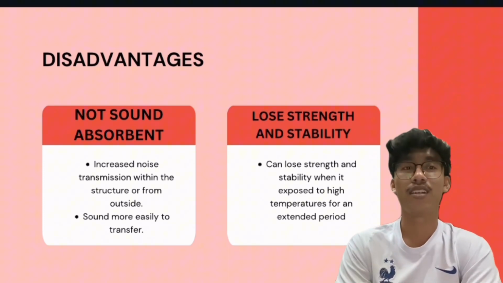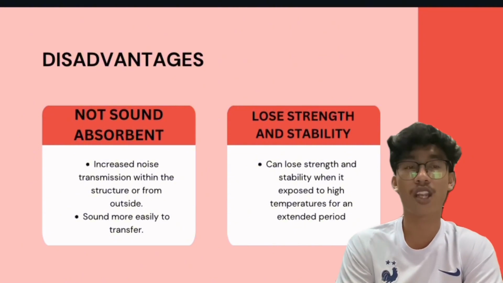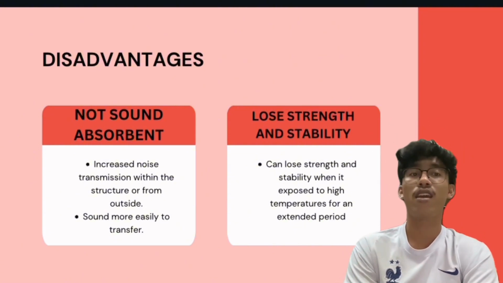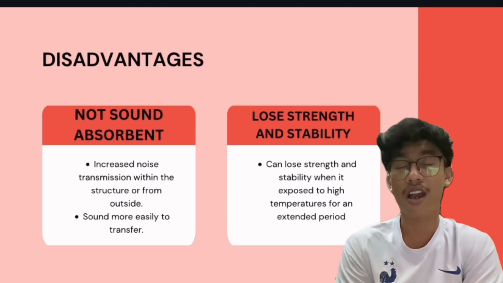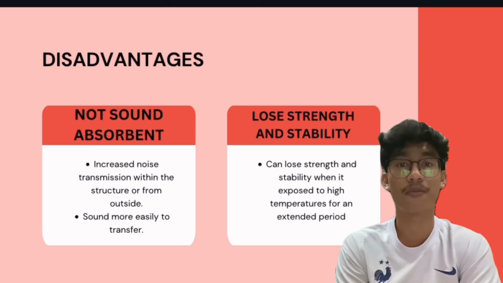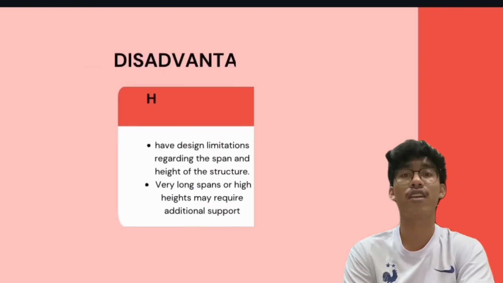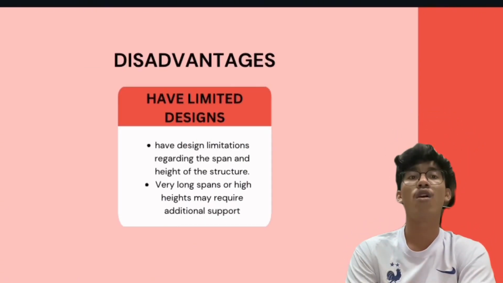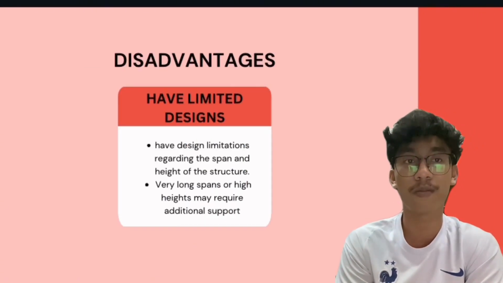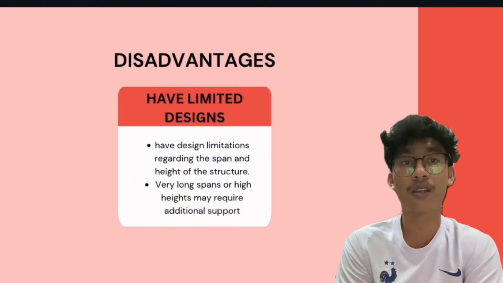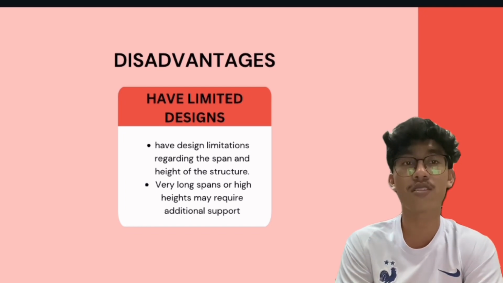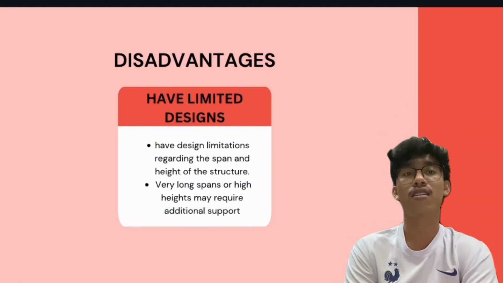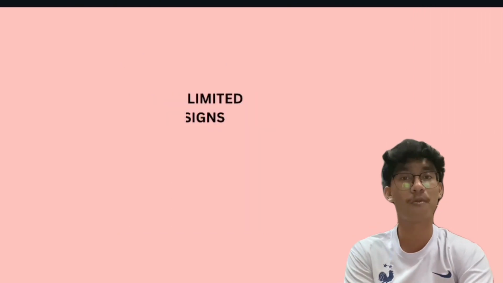And then the second last is loss of strength and stability. It can lose strength and stability when it is exposed to high temperature for an extended period. And lastly, for the disadvantages of the steel portal frame, it has design limitations regarding the span and height of the structure. Very long spans or high heights may require additional support.